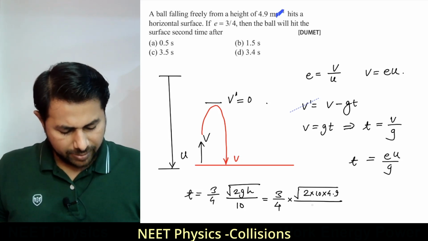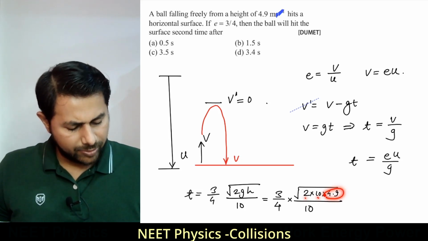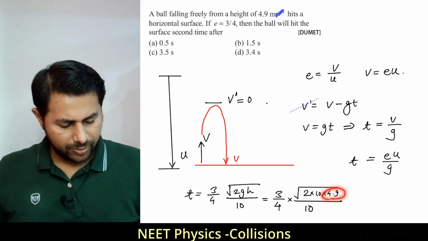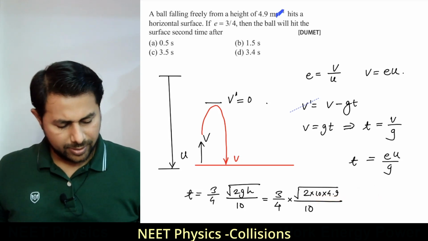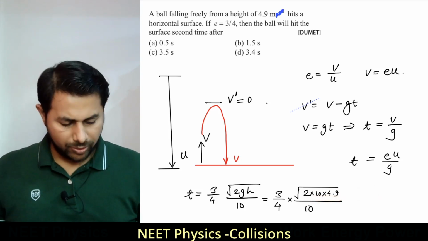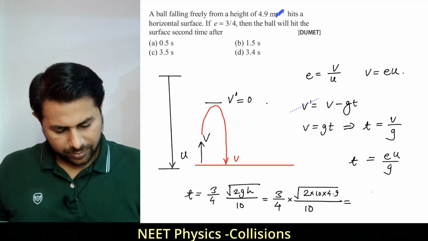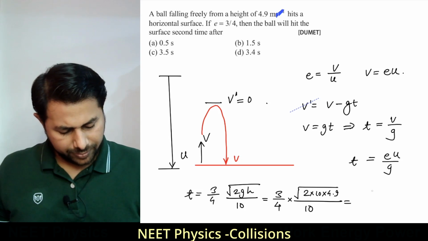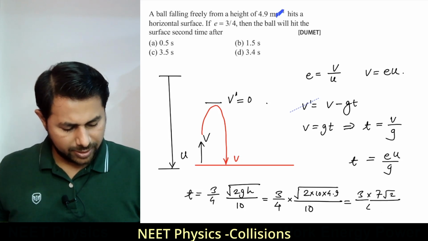Okay, divided by 10. So 2 times 10 times 4.9. Okay, so what will be this thing? This will be 49 root 2, right? No, square root of 49 is 7 root 2. Correct, no? 3 by 4, 7 root 2 divided by 10. So that is this thing is 40.